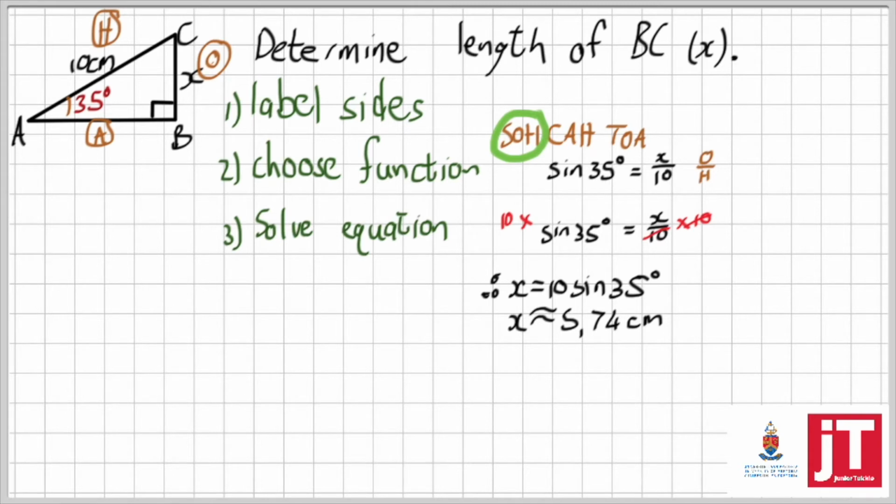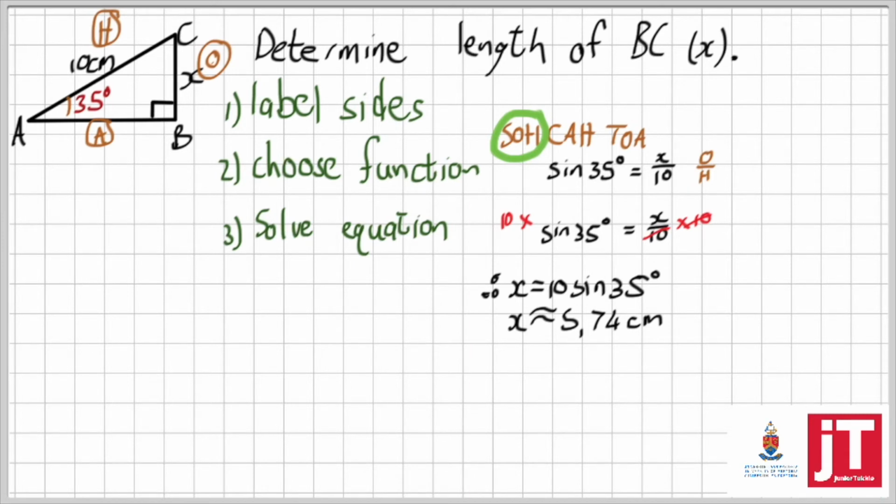Now, I want you in your mind to hit the pause button, not of the video, but in your mind. Does it make sense? What do you mean, sir? What does it mean to make sense of it? Well, the 10 is the longest side. It's the hypotenuse. Is your value for x smaller than 10? Yes, it's 5,74. Therefore, it does make sense.